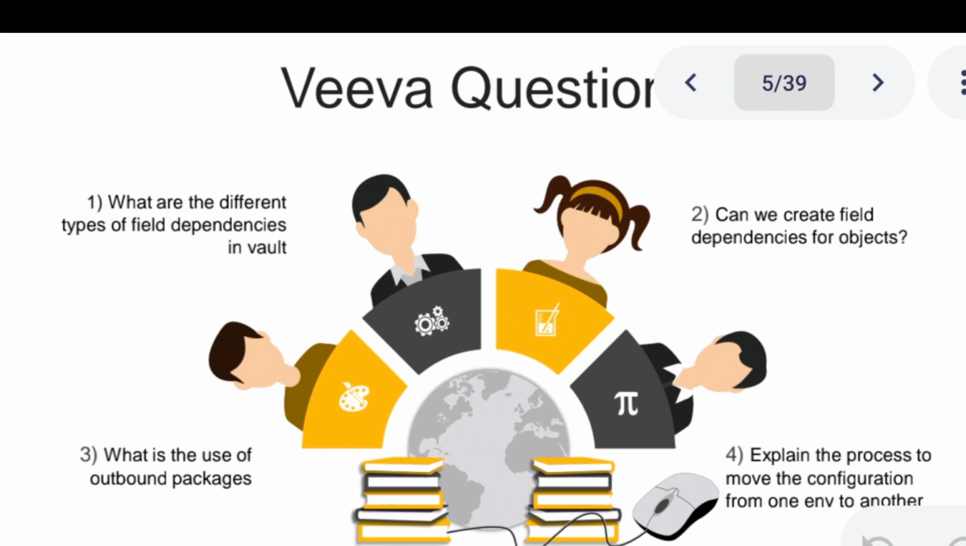Question number 7, how we can create the field dependencies for objects. We have the field dependencies for fields, and most of the developers are aware of the field dependencies only for the document fields. So the second question is asking, can we create the field dependencies for the object or not? If we can create, then what should be the criteria? Are there any limitations on that or not? That you have to tell.